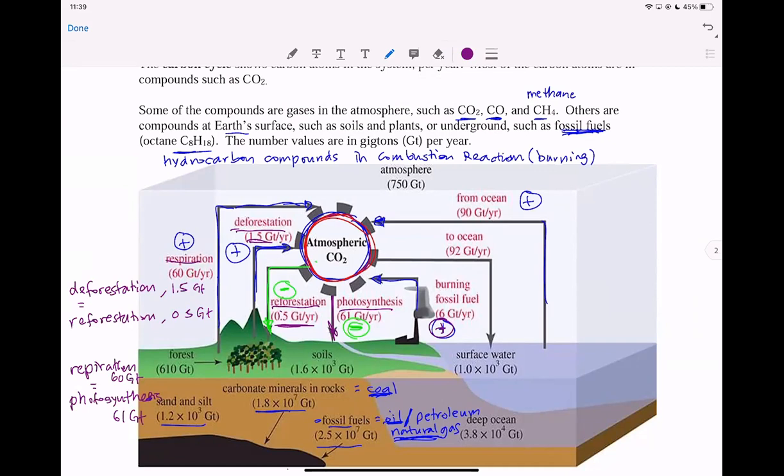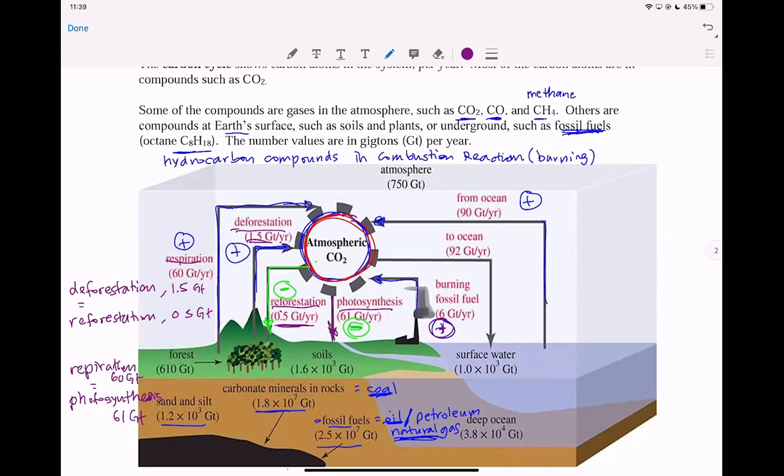They take in carbon dioxide through photosynthesis in their daytime reactions when exposed to sun, but then they release carbon dioxide in their nighttime reactions, and that's respiration. So that's a natural process, and that's naturally matched.